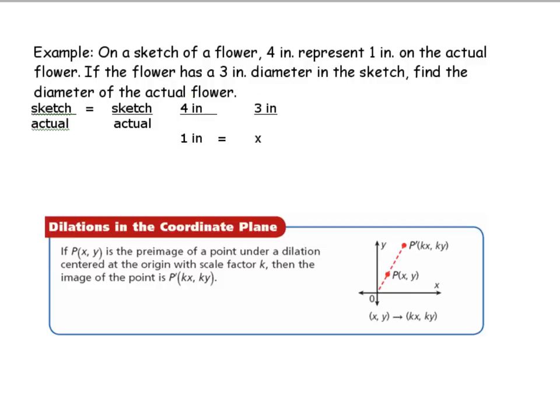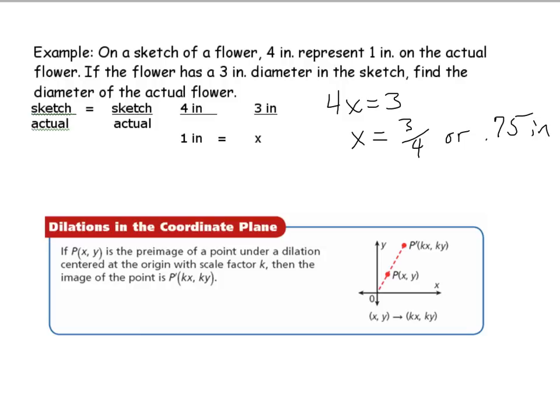When you solve this, because you have an equal sign between 2 fractions, you're going to do your cross multiplication. Our cross multiplication means we're going to have 4x equals 3 times 1, which is 3. If I divide by 4, I get x equals 3/4, otherwise known as 0.75 inches. So the actual diameter of our flower is going to be 3/4 of an inch, or 0.75 inches.